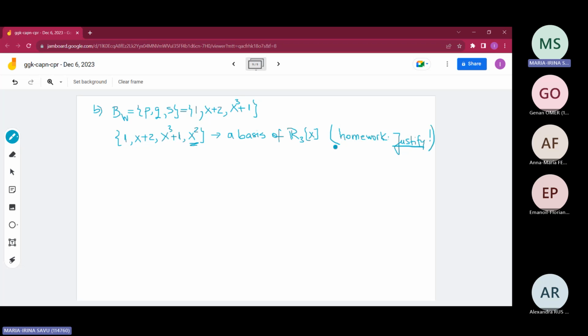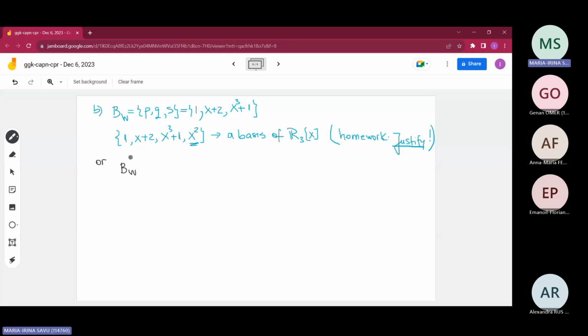And how would you justify this as a basis? So we computed it. We will do the same, putting the vectors on the columns. We computed the determinant and the rank. We will see that the rank will be 4, and then the dimension is, as well, 4, exactly as R3 of x, and that's it. Oh, that's perfect.